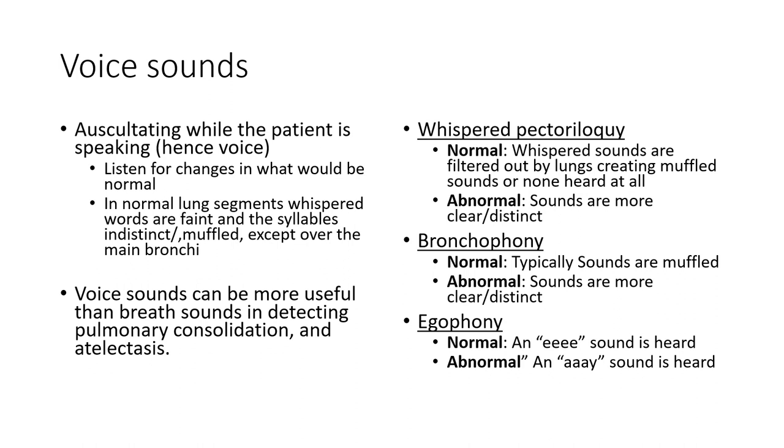Now, egophony is a little bit different. This time, you have the patient say the word E, and when you listen over the lungs, that sound should still sound like E. An abnormal sign is that the sound of E changes to a sound like A. So normally you should hear E, and with a consolidation or infiltration it changes to A. There are videos of these to practice as well.